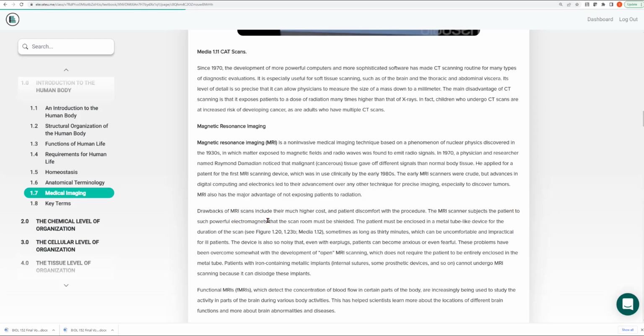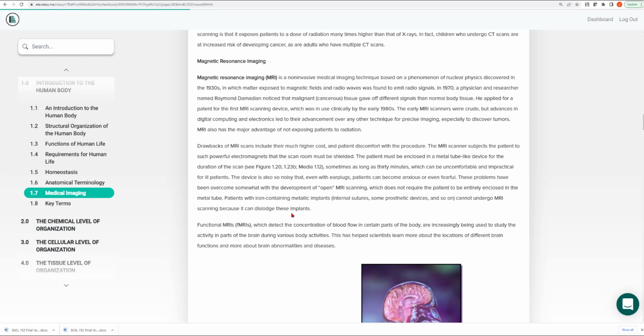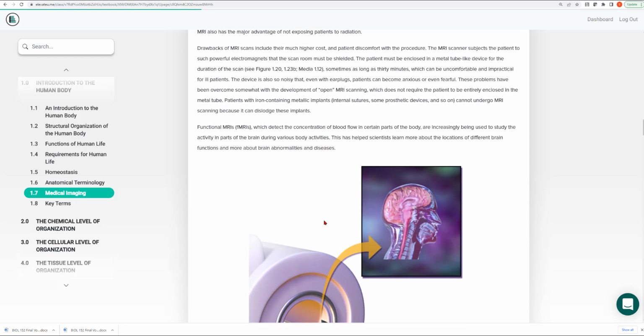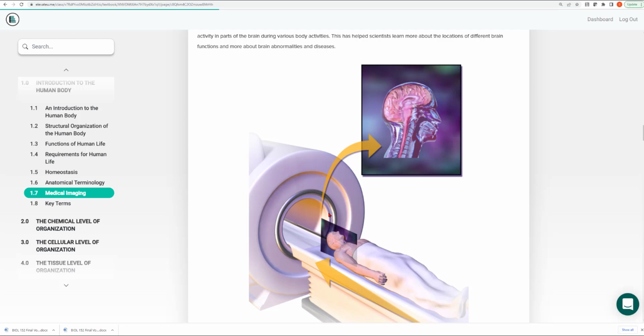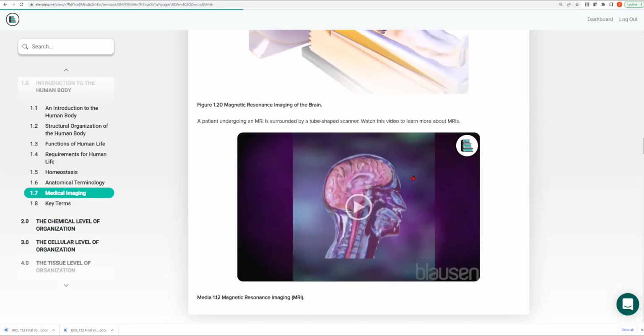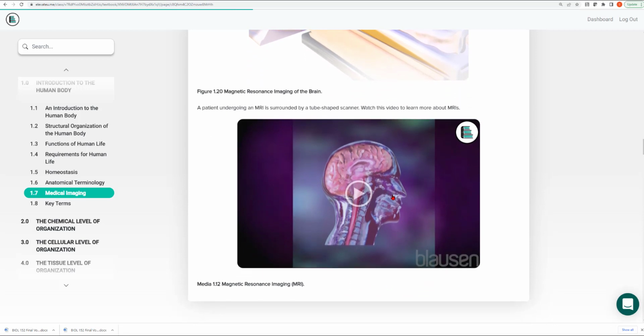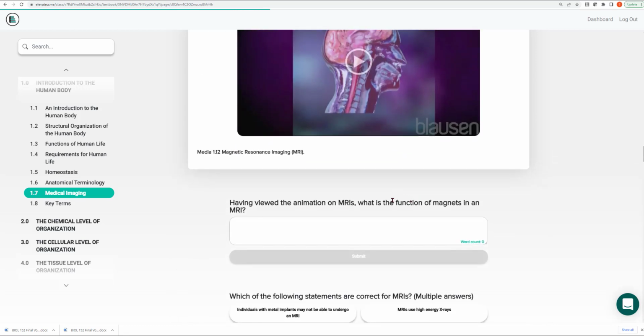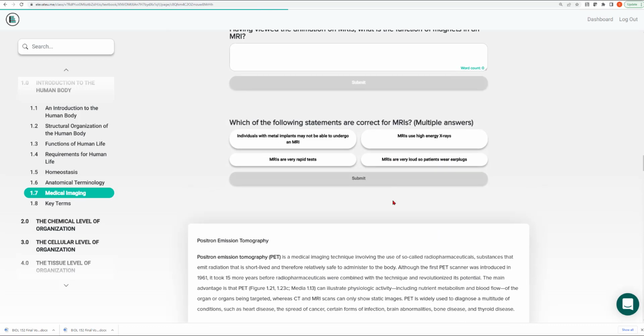What's happening is that these magnets are realigning the atomic structures in your tissues. What's great about MRIs is that they are great for soft tissue. X-rays and CT scans are better for solid structures like masses, tumors, and bones. MRIs are great for looking at soft tissue, cartilage, and fluid-filled regions of the body. That's where an MRI is fantastic. They also have very, very high resolution. Again, watch the video and appreciate how MRIs are different from CAT scans or x-rays.